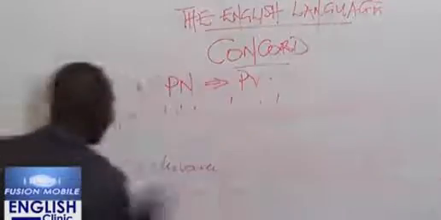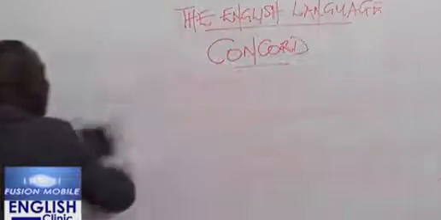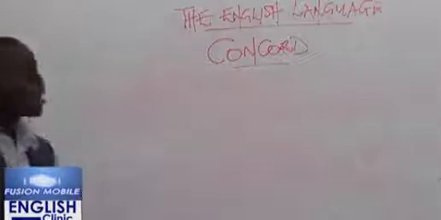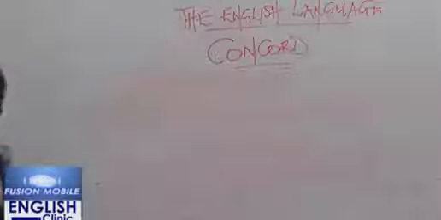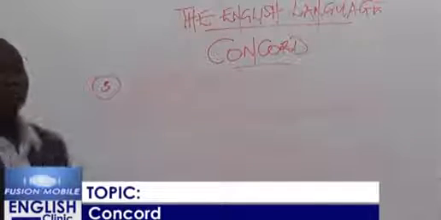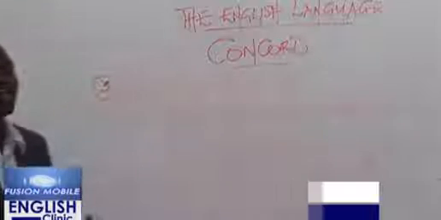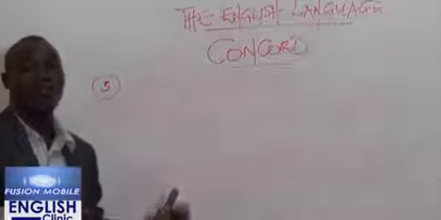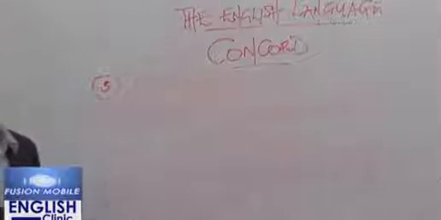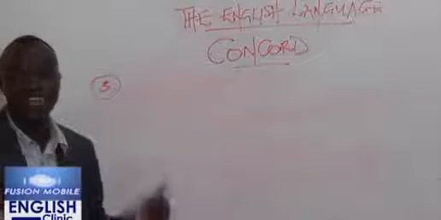Now we go to the third rule of Concord. This rule is concerning indefinite pronouns. What are indefinite pronouns? Indefinite pronouns are those pronouns that refer to a number of people that is not specific, or a number of things that is not specific.